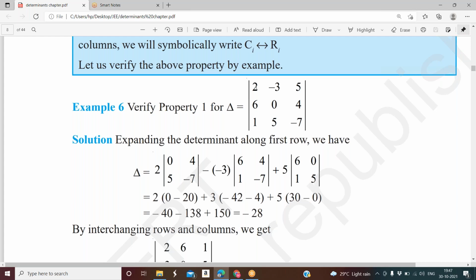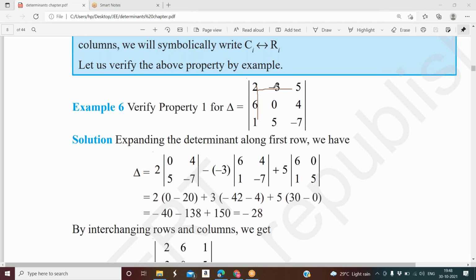So delta is equal to, consider the first element in the first row, it is 2. When you consider 2, you'll be getting a positive sign because A11 is 2. A11 means you'll be getting minus 1 power 1 plus 1, which is minus 1 squared, and that is plus. So plus 2, and if you consider A11, then you will see the 2 by 2 matrix 0, 4, 5, minus 7. Find the determinant value of that matrix.